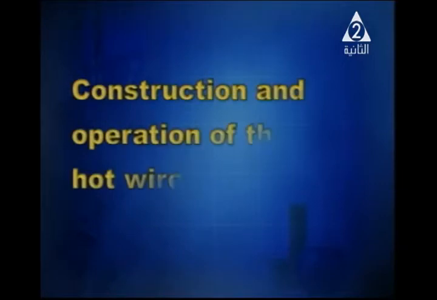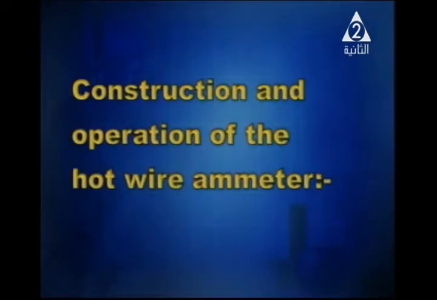And now, talking about hot wire ammeter. Hot wire ammeter is the device used for measuring mainly AC, and also it can be used to measure DC currents, simply because it is based on thermal effect. So, talking about hot wire ammeter, first of all, construction and operation of the hot wire ammeter.